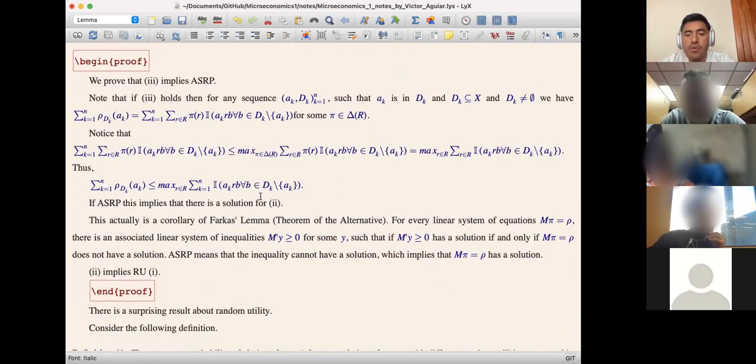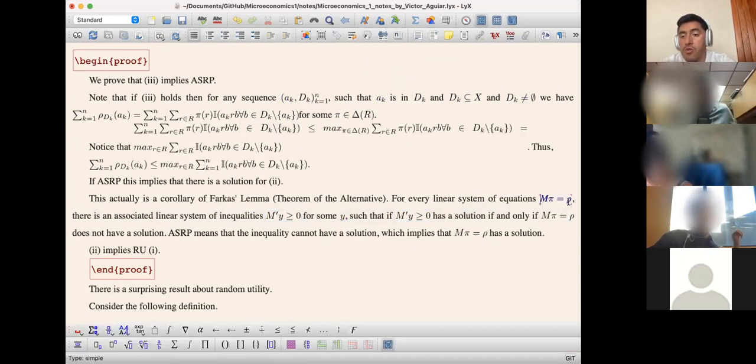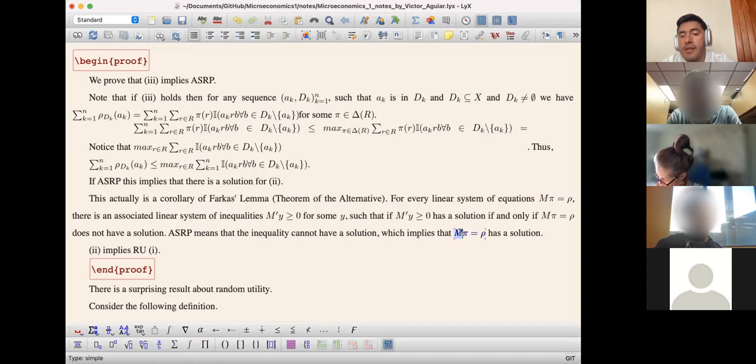So the only part that we want to prove is the following. So using something called the Farkas lemma, theorem of the alternative. For every linear system of equations that has the following form, M pi equal to rho, which is the one we wrote on the iPad, and then we wrote here in this theorem, there is an associated linear system of inequalities, M prime times y, such that for some y, if M prime y is greater than or equal to 0, it has a solution only if M pi equal to rho does not have a solution. So that means that the inequality cannot have a solution, which implies that M pi is equal to rho.